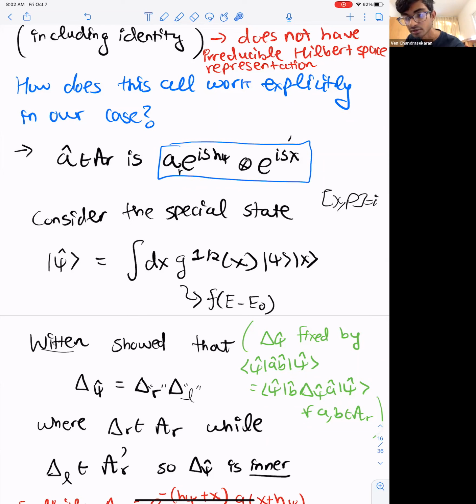Yeah, there was a question. In general, shouldn't the ψ and the x be entangled? Yes, they should be entangled. I just didn't write it out explicitly, but yeah. Okay, that's right.